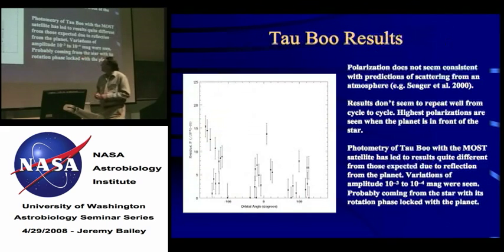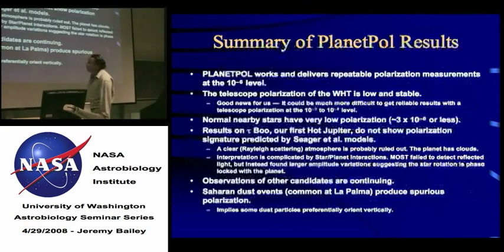Okay, well, the basic result so far is that we've looked at one of these Jupiter systems, and we've failed to detect the polarization signature that was predicted. But we probably chose a star which was not the best one for a number of reasons. So we're continuing observations of other systems. And we have found various other interesting things.